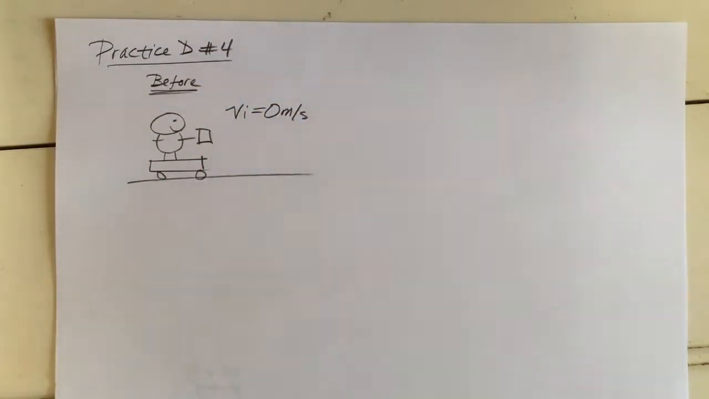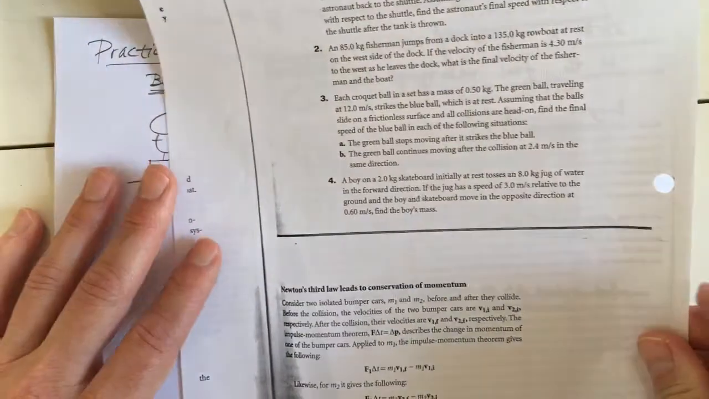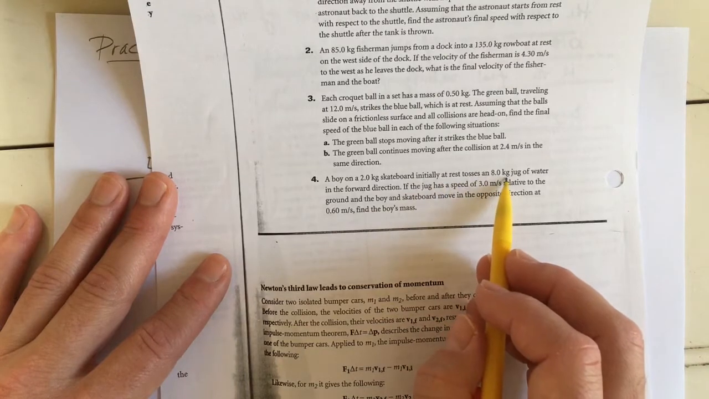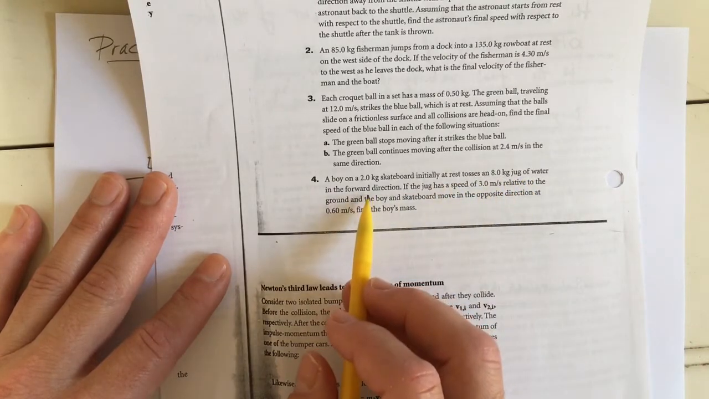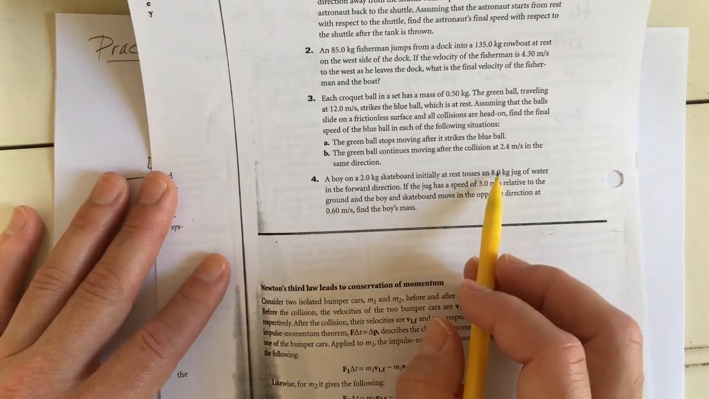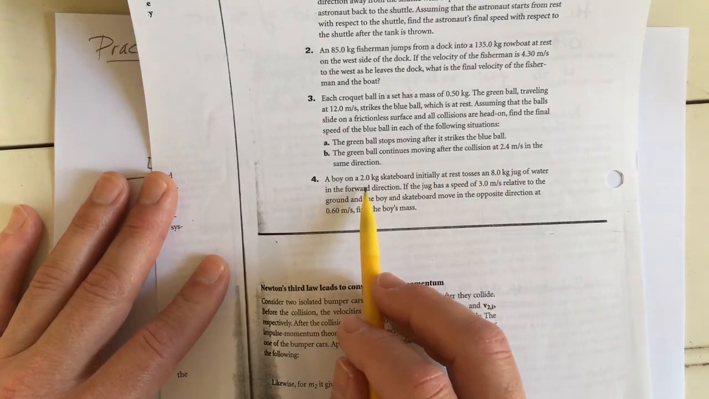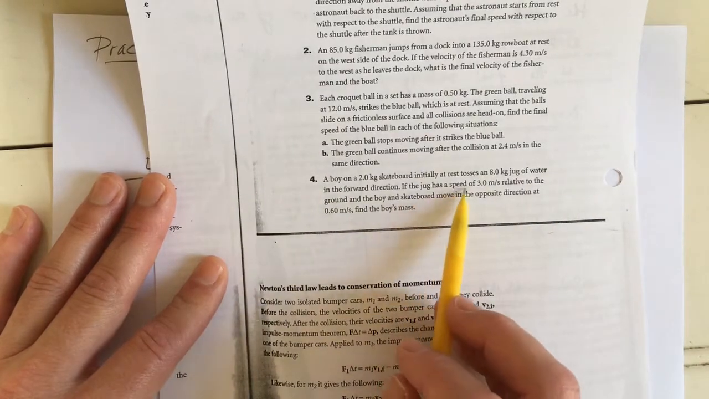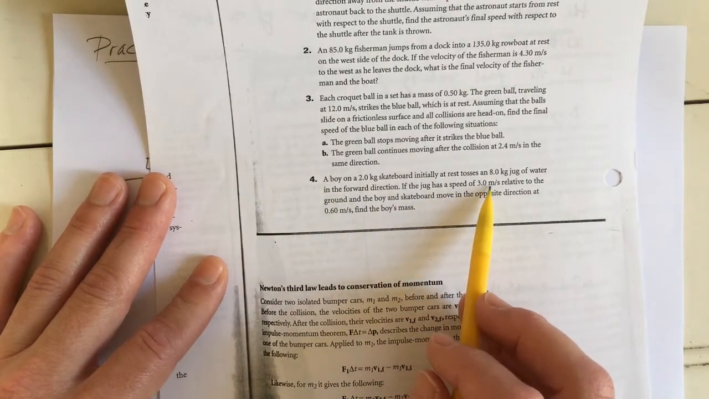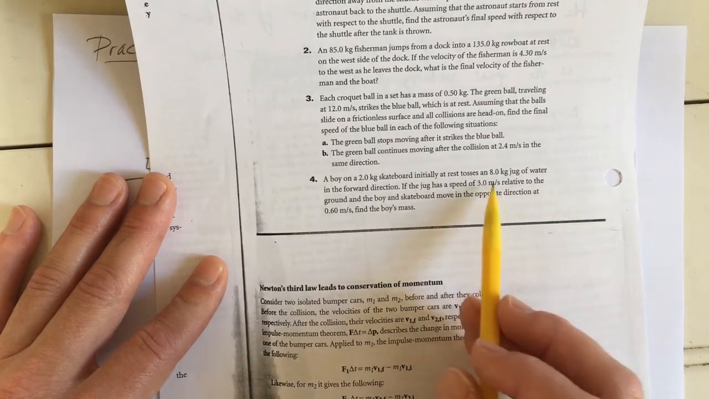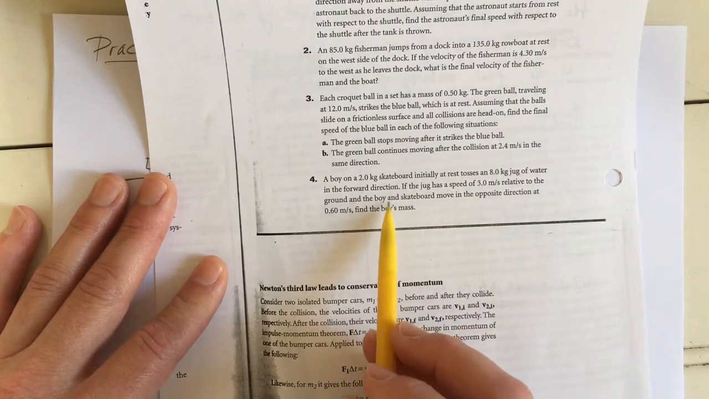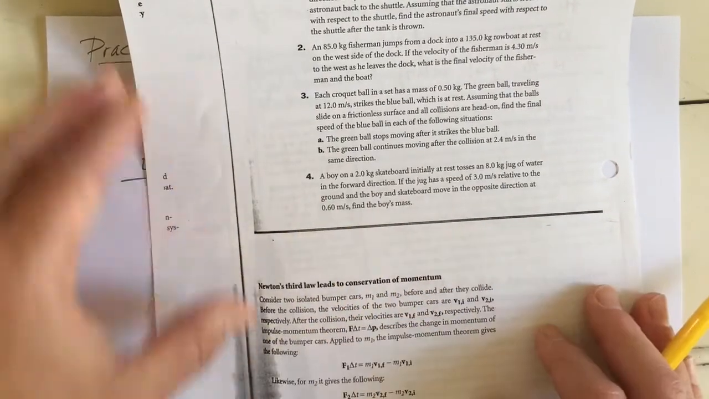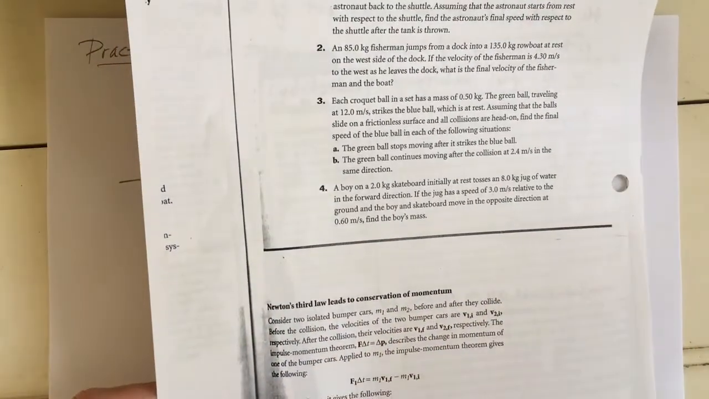So the problem kind of reads like this. It says a boy on a 2-kilogram skateboard initially at rest tosses an 8-kilogram jug of water in the forward direction. So initially he's holding the jug of water, he's on the skateboard, and the skateboard's at rest, so the boy's at rest, the jug of water's at rest. If the jug has a speed of 3 meters per second relative to the ground, that's going to be the final velocity of the water. The boy and the skateboard will move in the opposite direction, or to the left, at 0.6 meters per second, and we want to find the boy's mass.